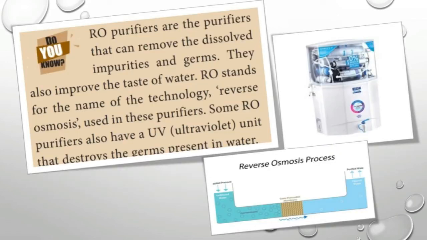Do you know about RO purifiers? RO purifiers are the purifiers that can remove the dissolved impurities and germs. They also improve the taste of water. RO stands for the name of the technology, reverse osmosis, used in these purifiers. Some RO purifiers also have a UV unit, ultraviolet unit, that destroys the germs present in the water.